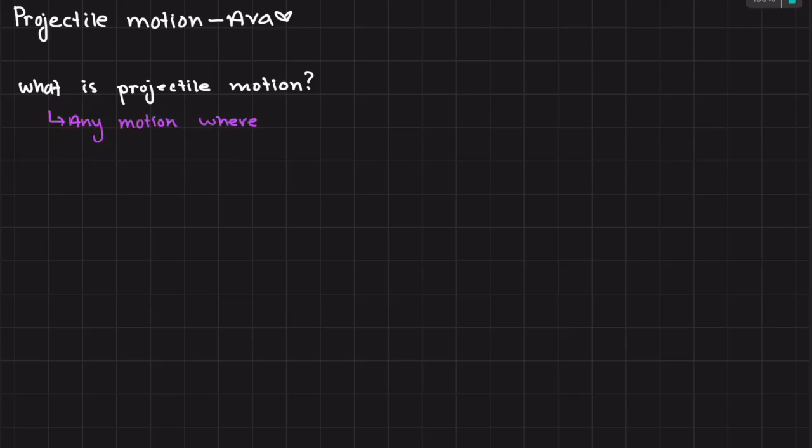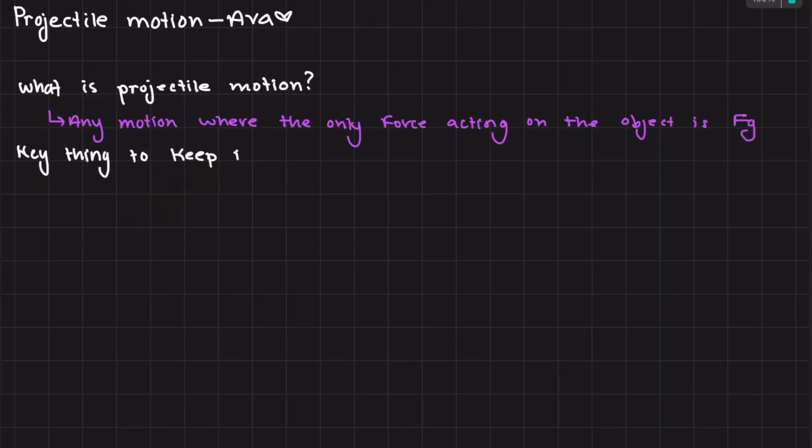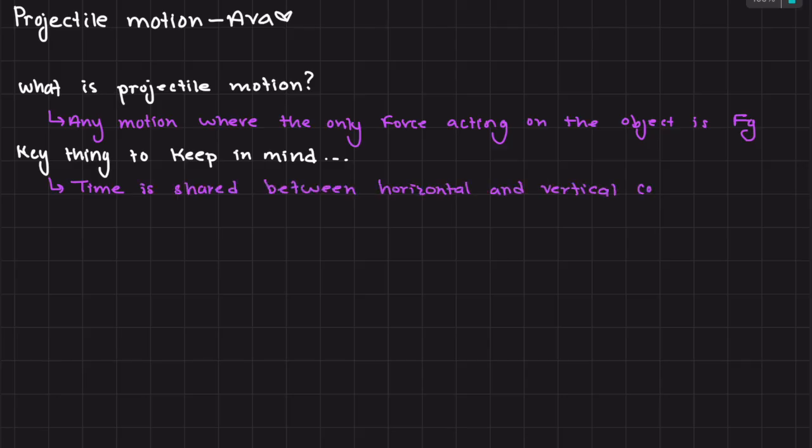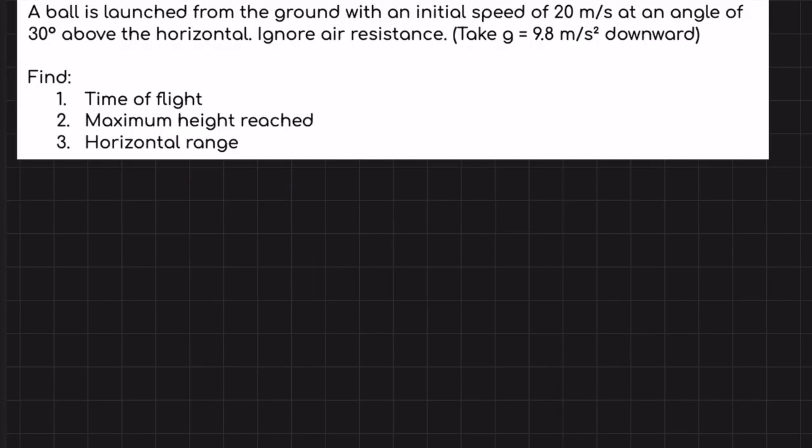So what is projectile motion? Well, it's any motion where the only force acting on the object is the force of gravity. And a key concept to keep in mind when solving these problems is that time is shared between the horizontal and vertical components of the motion. So now that we got some key concepts covered, let's look at a problem.